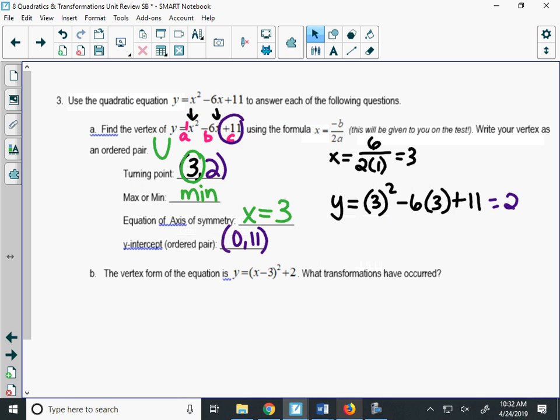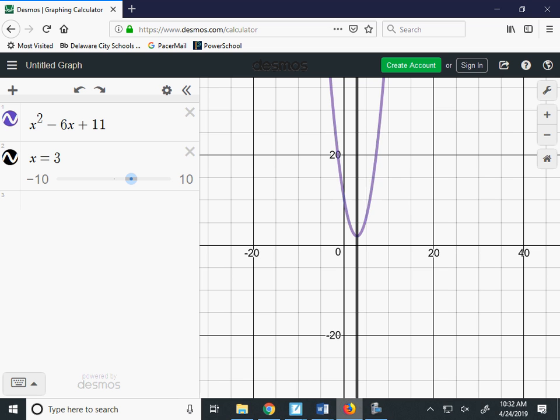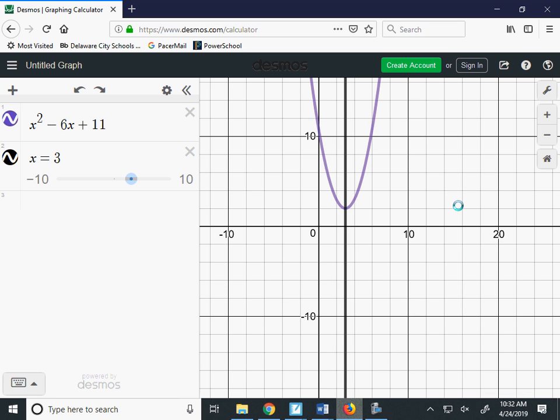All right. Last one. The vertex form is (x minus 3) quantity squared plus 2. What transformations have happened? Well, we had a -3 in the parentheses, which means you went right 3. And the +2 on the end means that the graph went up 2, which I can see on my picture. Usually my vertex is at (0, 0). Now my vertex is over to the right and up.